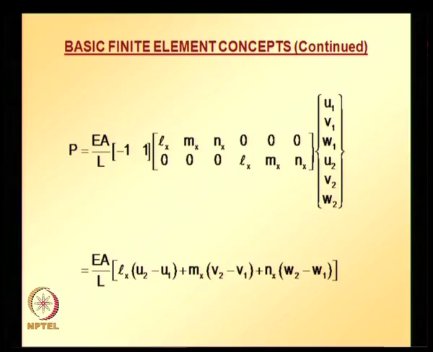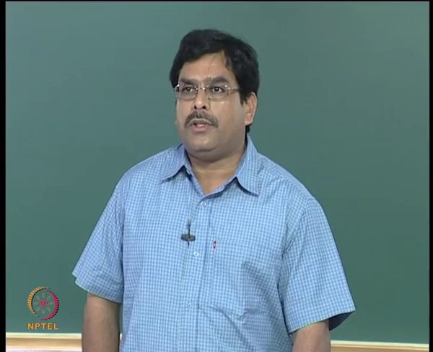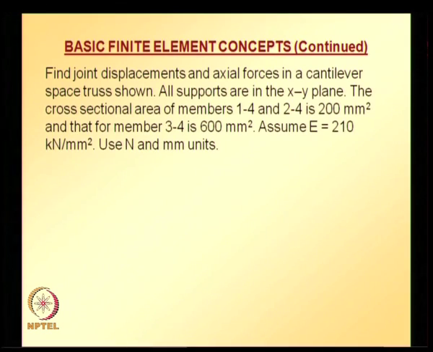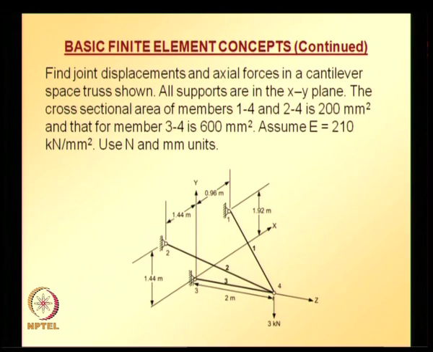So to understand these concepts, let us solve a 3D truss problem. Find the joint displacements and axial forces in a cantilever space truss shown here. All supports are in the xy plane. The global x, global y, global z coordinate system is also indicated in the figure. The cross sectional areas of members 1-4 and 2-4 are 200 millimeter square, and that for member 3-4 is 600 millimeter square.